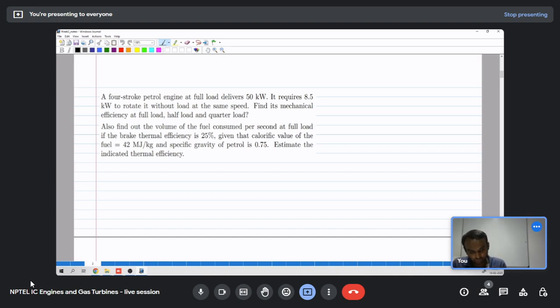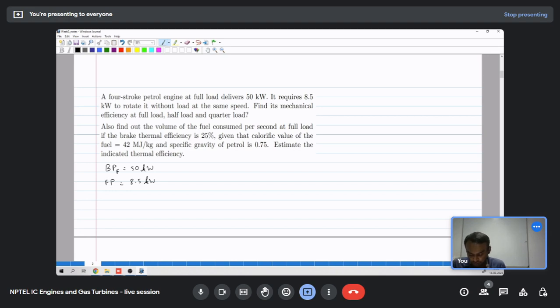So we are given that the brake power of the engine at full load is 50 kilowatt, and friction power, since generally we can assume the friction power is constant throughout all the loads. Friction power is predominantly a function of speed, so unless stated we can assume that friction power is constant for a particular speed for all the loads. So here the friction power for that speed is given as 8.5 kilowatt. We have to find the mechanical efficiency at full load, half load and quarter load.